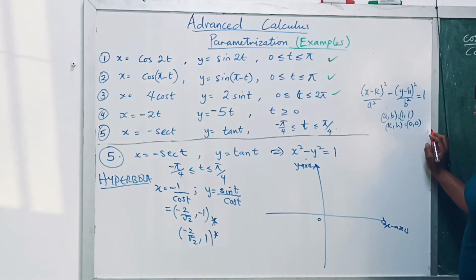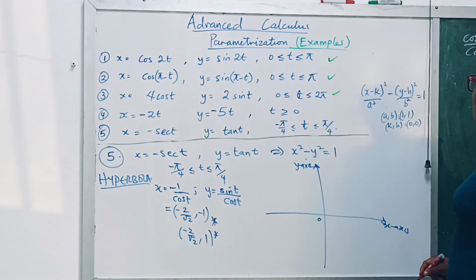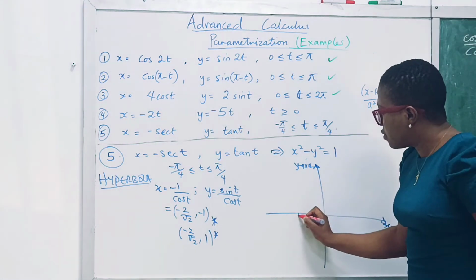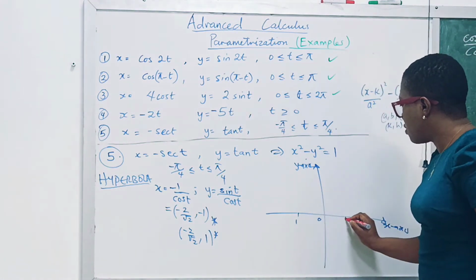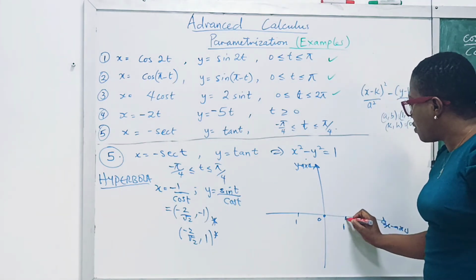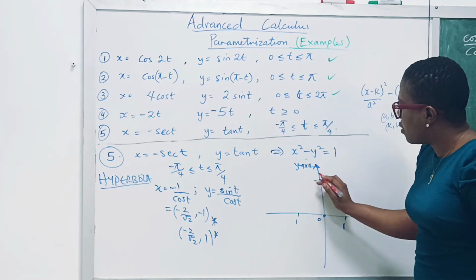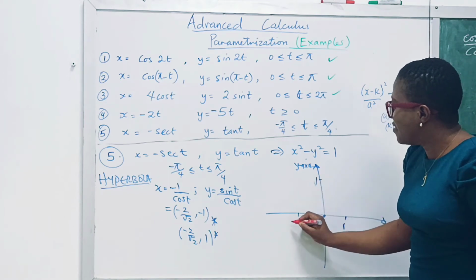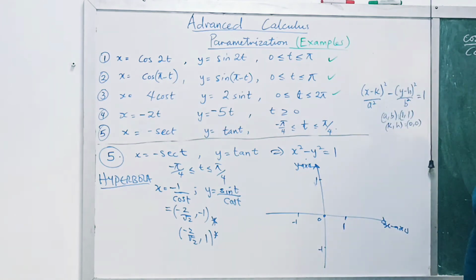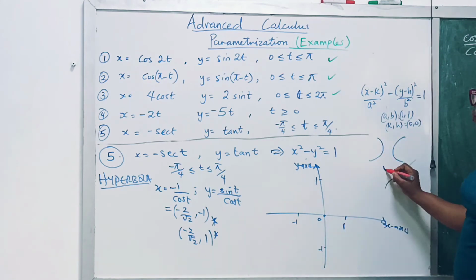The equation will look like this. This is 1, this is 1. Centered at 0. So this is minus 1, this is 1, this is minus 1, this is minus 1. So a hyperbola looks like two C's backing each other, or two bowls.